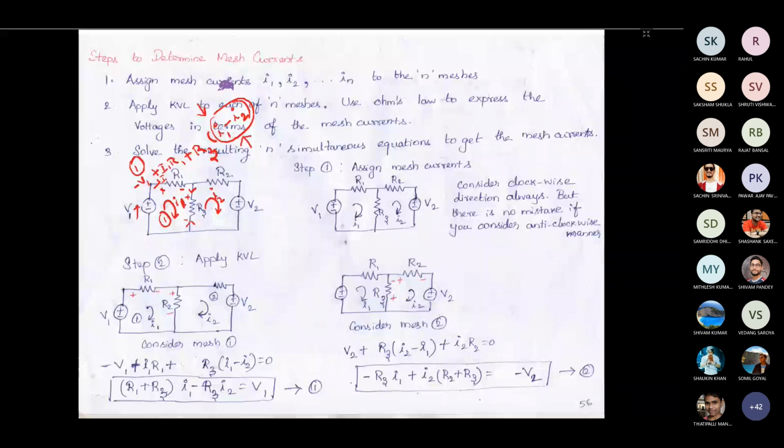Okay. So similarly, when we are writing for this second mesh, based on this assumed current direction, we have to choose the polarity for the current direction for that complete mesh. If you start from V2, current enters the positive polarity, so it will be plus V2. Then current enters the positive polarity of this resistor R2, so we will write R2. Only I2 current is flowing through this path, so we can write I2.